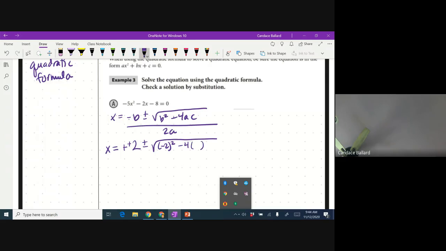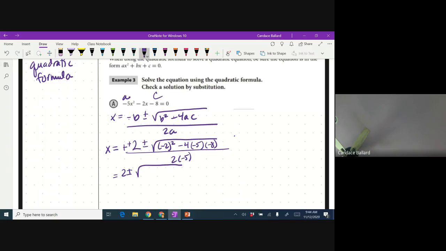Okay, the B value, I'm sorry, the A value, not the B value, is negative 5, right? It's in front of the x squared. And then the C value is the negative 8. And then we are all over 2 times the A value.